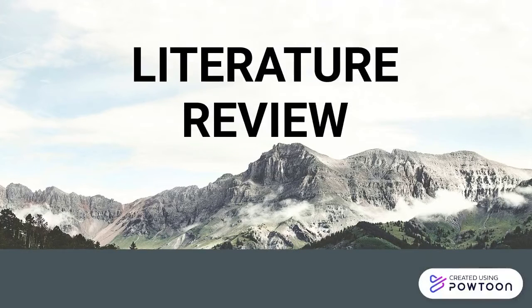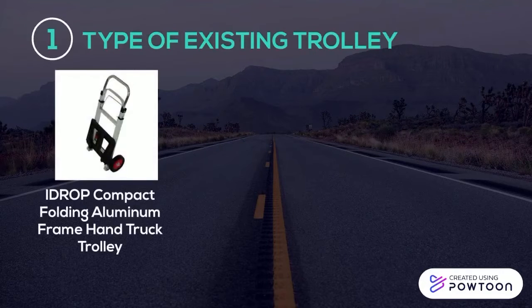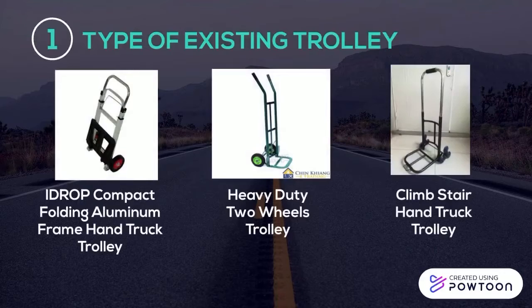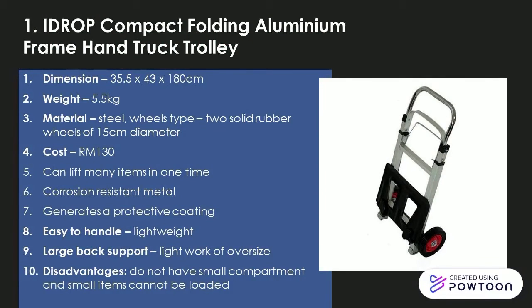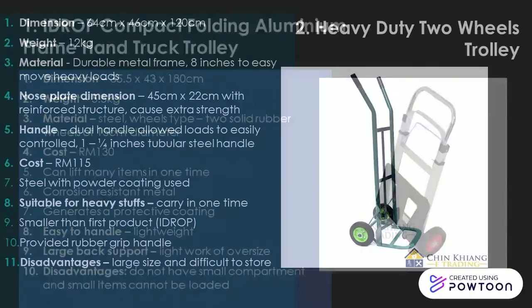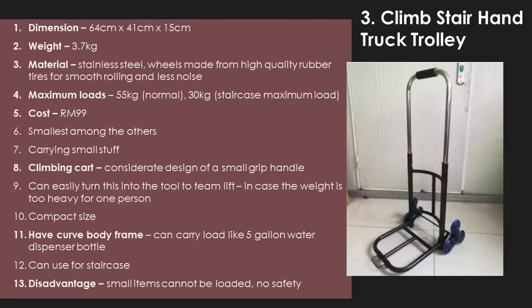Literature review. Type of existing trolley. I-drop compact folding aluminium frame hand truck trolley. Heavy duty 2 wheels trolley. Climb stair hand truck trolley.